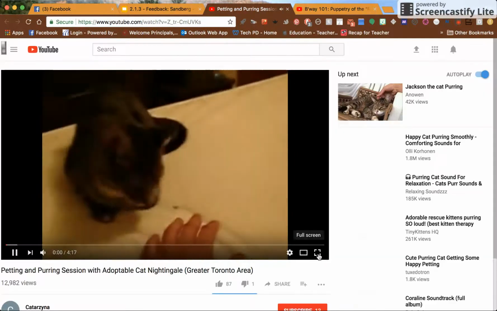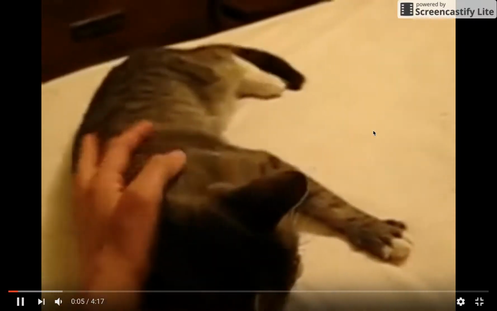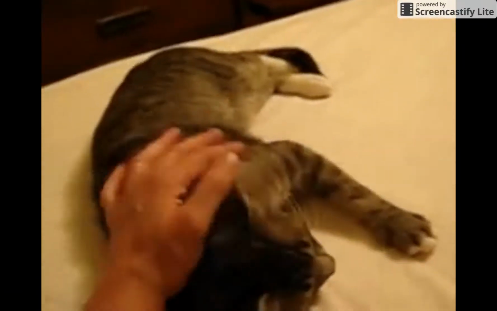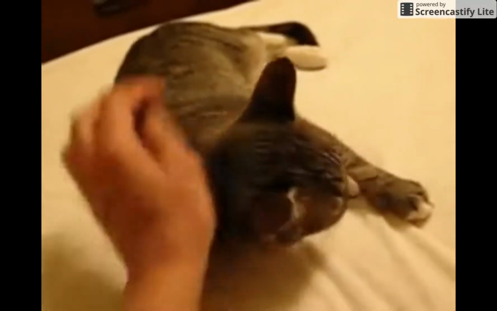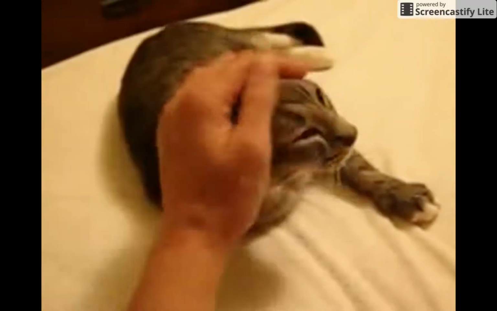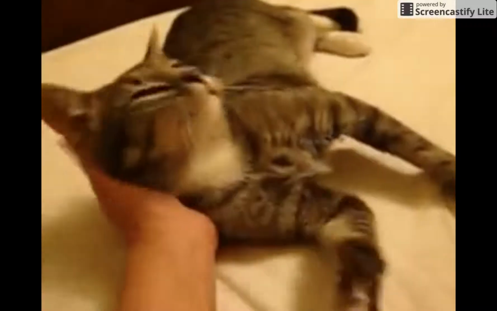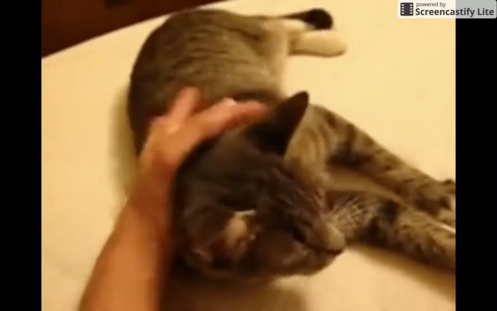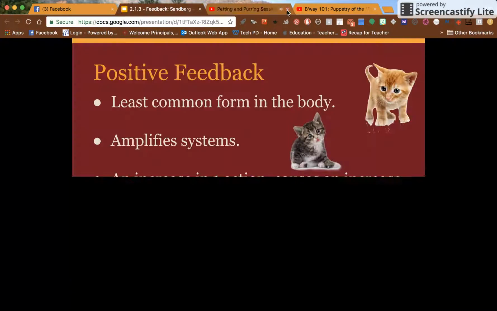Click on this one first. An example of positive feedback is when the cat is being pet. The more you pet him, the more he purrs. The increase in petting increases the purring, so this is a positive feedback loop. One goes up, as does the other. Increased petting, increased purring. So there's one example of a feedback loop.